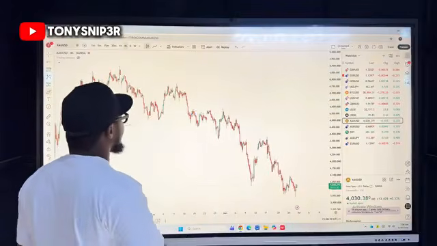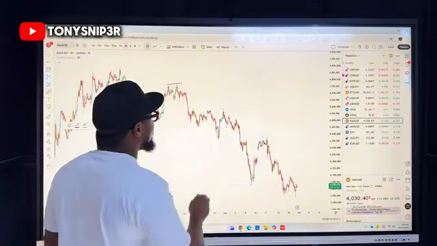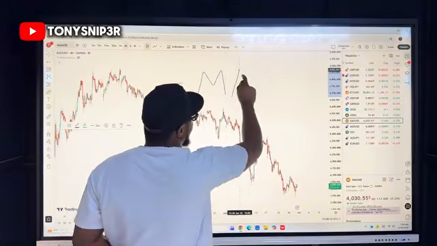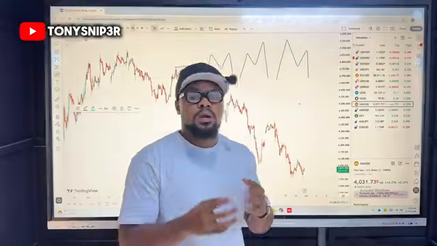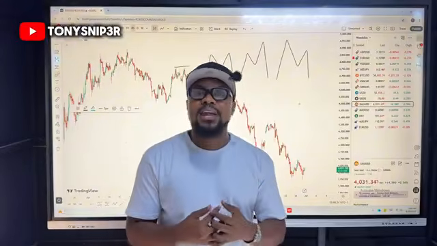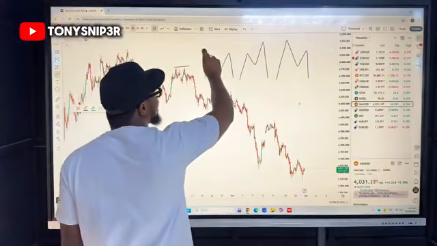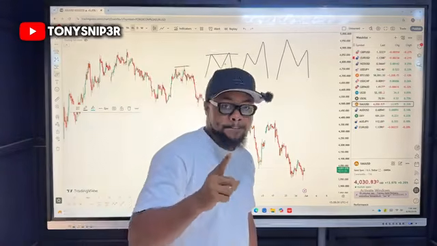Now, number two, this zone. Now, most of you don't know that this, and this, they are all called double top. But each of these double tops plays a significant role in the market. Now, whenever you spot an equal high double top, you have to be very careful.